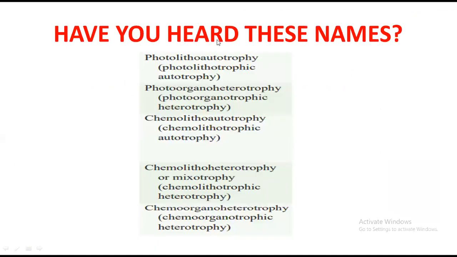First of all, I want to ask: have you heard these names on the basis of nutritional type of microorganisms? These terms are used: photoautotrophs, photoorganoheterotrophs, chemolithoautotrophs, mixotrophs, and chemoorganoheterotrophs. These are five classes of microorganisms, classified on the basis of nutrition. These are the terms in which students are very confused, and when there are MCQs, these terms are given in the choices. Students are confused about what these terms mean. In this video I will discuss very conceptually and easily what these terms mean.